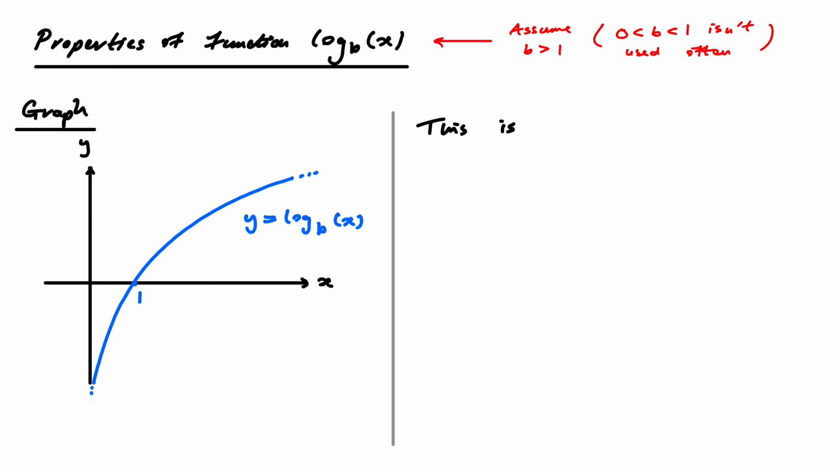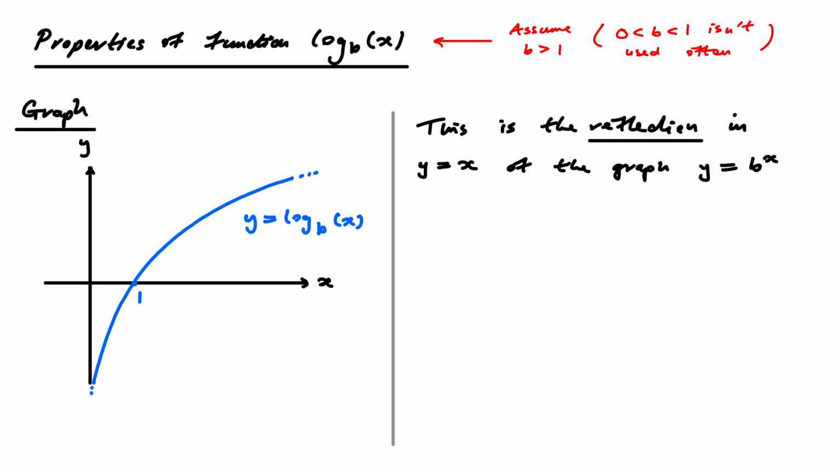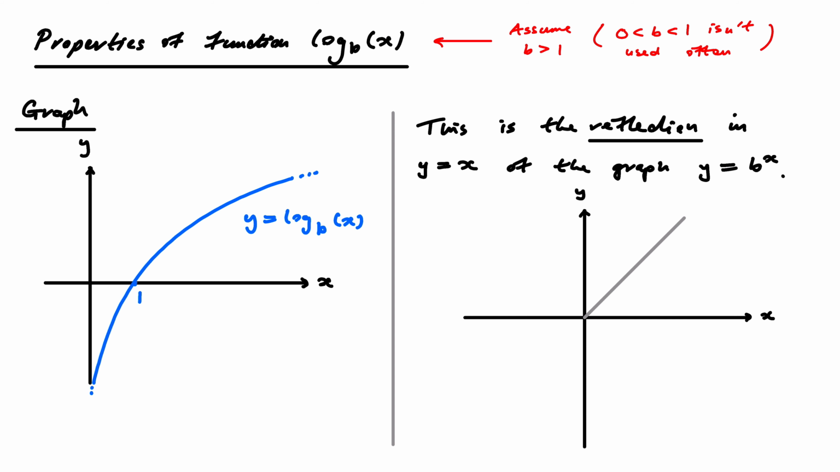So this is the reflection, or I should say the reflection, there's only one, in y equals x of the graph y is equal to b to the x. Remember, that's how we graph an inverse. So let me talk us through this carefully. If I graph this line y equals x, I'll do it like this.